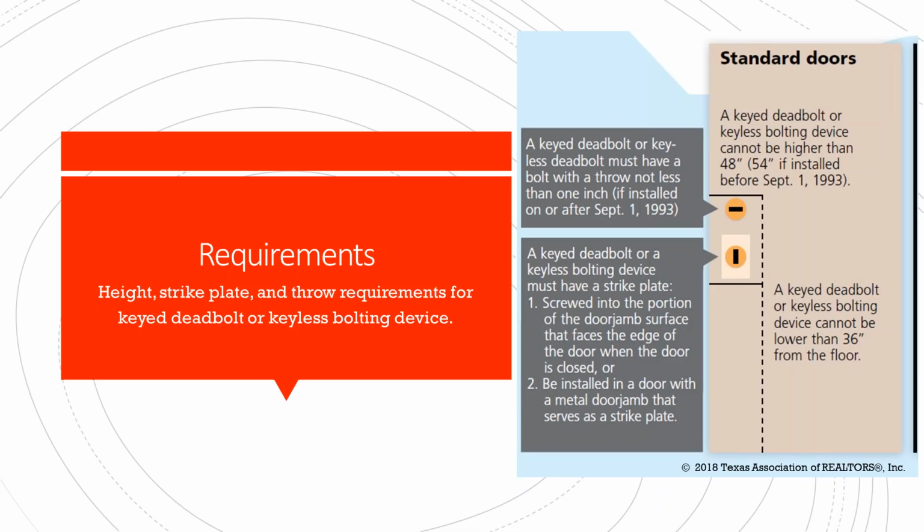A keyed deadbolt or keyless deadbolt must have a throw not less than 1 inch, and a keyed deadbolt or keyless bolting device must have a strike plate, either one, screwed into a portion of the door jamb surface that faces the edge of the door when the door is closed, or two, be installed in a door with a metal door jamb that serves as a strike plate.